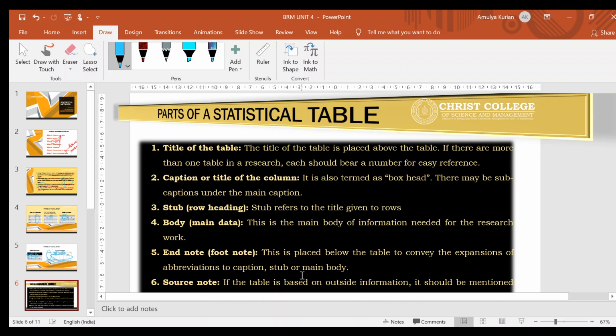So in today's class, we basically dealt with the steps of processing of data, types of tabulation, then what are the parts of a statistical table, and we just went through the definitions of editing, classification, coding, and tabulation.